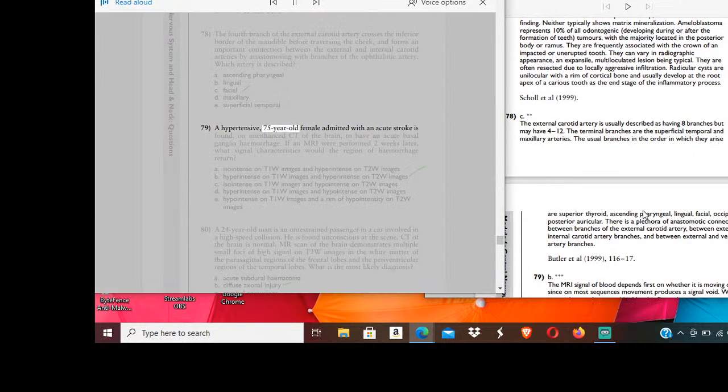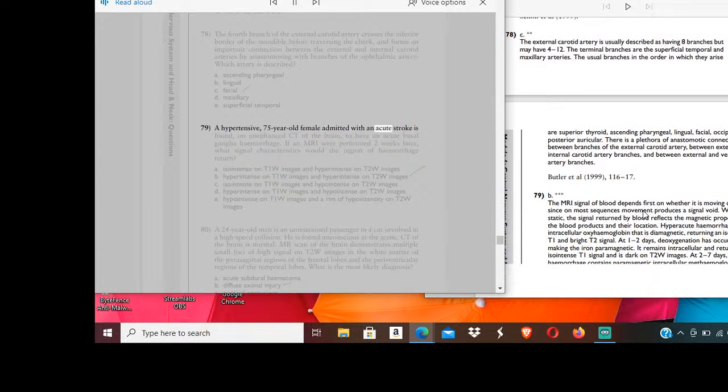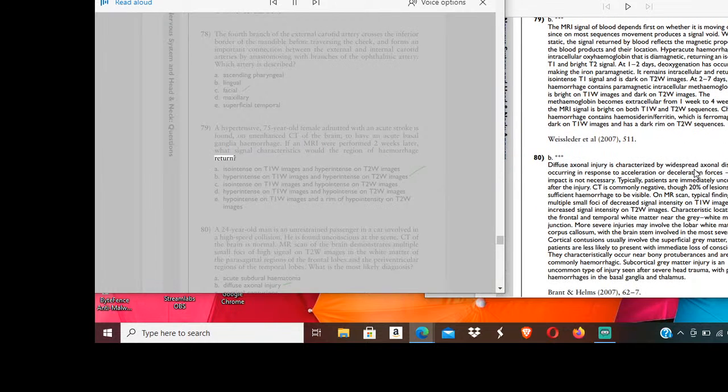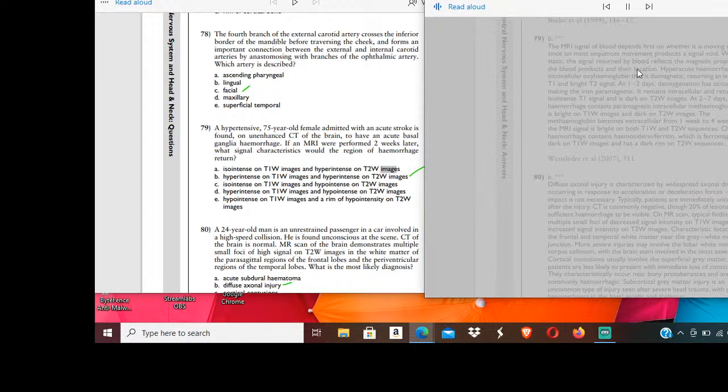79. A hypertensive, 75-year-old female admitted with an acute stroke is found on unenhanced CT of the brain to have an acute basal ganglia hemorrhage. If an MRI were performed 2 weeks later, what signal characteristics would the region of hemorrhage return? A. Isointense on T1W images and hyperintense on T2W images. B. Butler et al. 1999, 116-17.